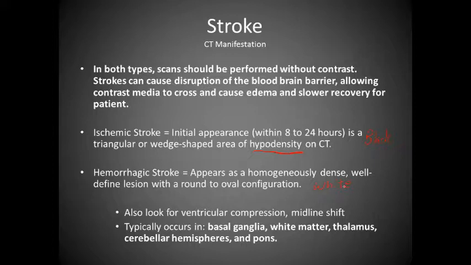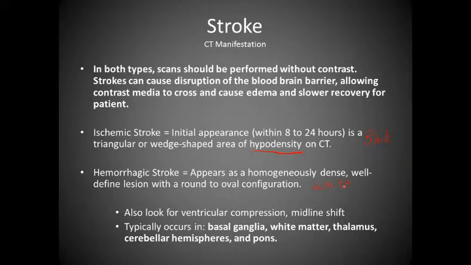Also, you look for ventricular compression and or midline shift. We saw that before. You're going to look for lateral ventricle compression. And also, notice how the brain is supposed to have symmetry. Midline shift is going to disrupt that symmetry and push it over to one side. You may not see that with a stroke, but you may see that more often with a mass.